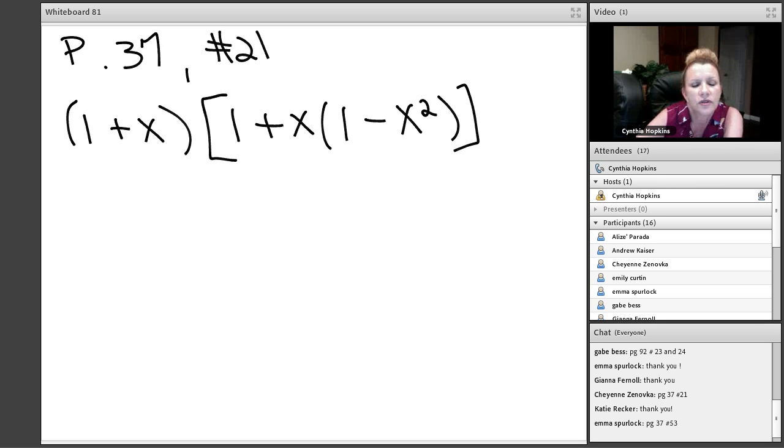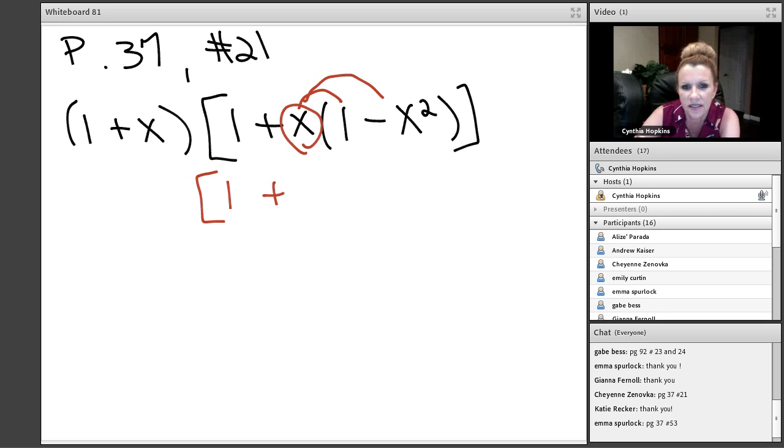Okay, so normally we say start with the parentheses, but the innermost parentheses is 1 minus x squared. There's nothing you can do to simplify that. So your first step is distributing this x to each of these terms. Okay, this is not a 1 plus x in parentheses. It's 1 plus, and then this x needs to get distributed. So I end up with 1 plus x minus x cubed.